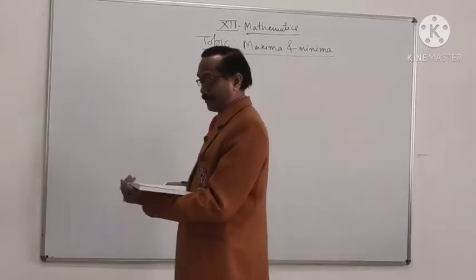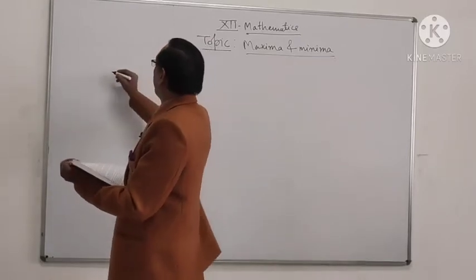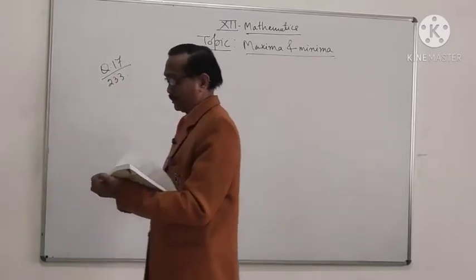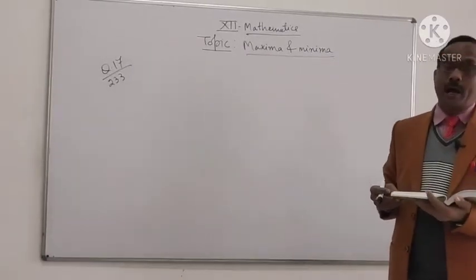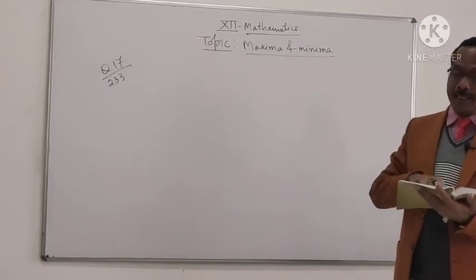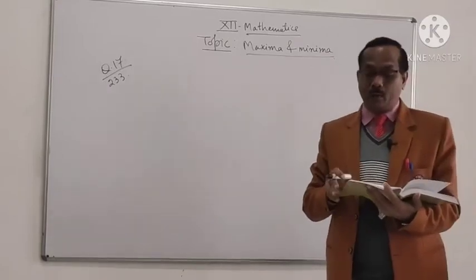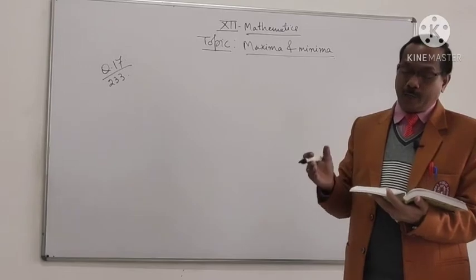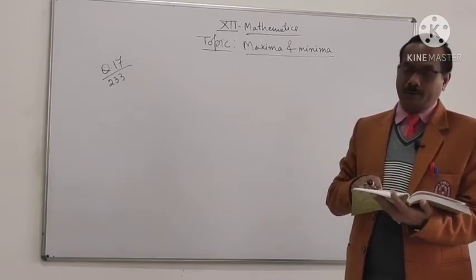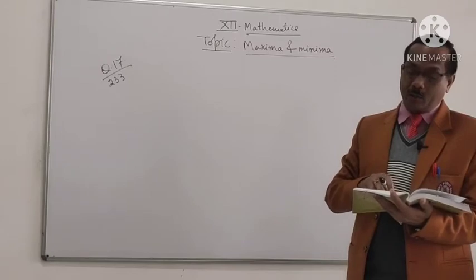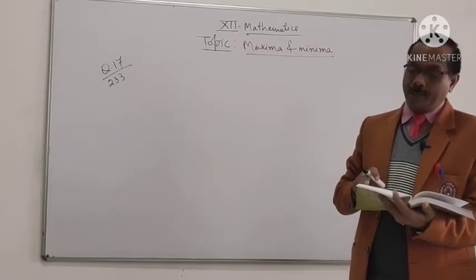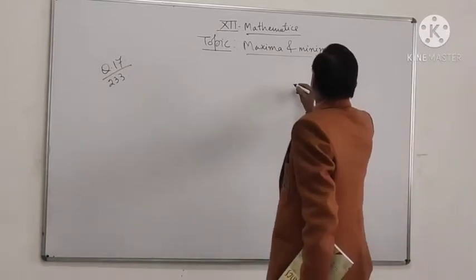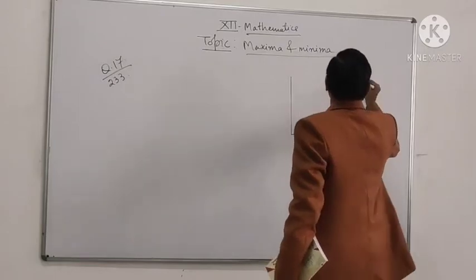Question number 17, page number 233. Question is, a square piece of tin of side 18 centimeter is to be made into a box without top by cutting a square from each corner and folding up the flaps to form the box. What should be the side of the square to be cut off so that the volume of the box is maximum possible?